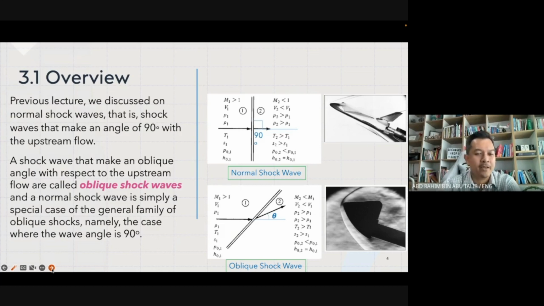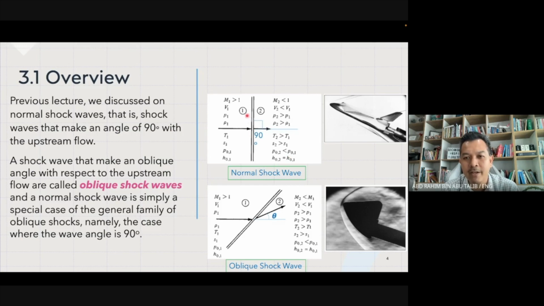All right. So in our previous lecture on normal shock, we already discussed what we call normal shock waves. That is a shock wave that makes an angle of 90 degrees with the upstream flow. This is basically the condition that we normally look at for a normal shock wave.